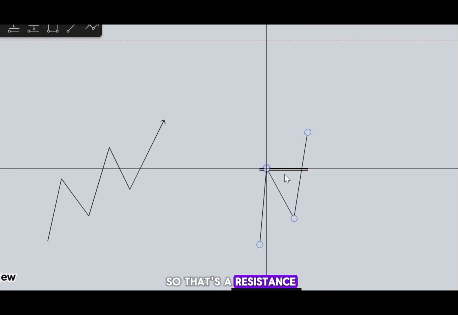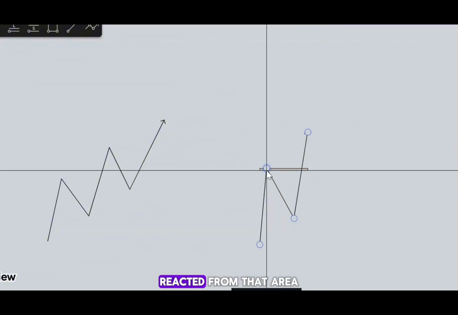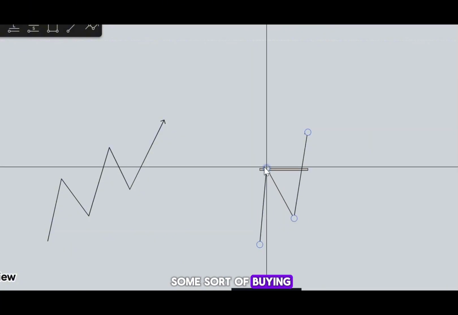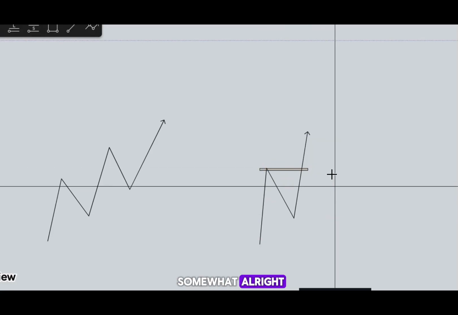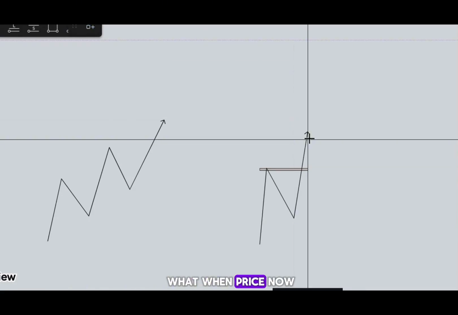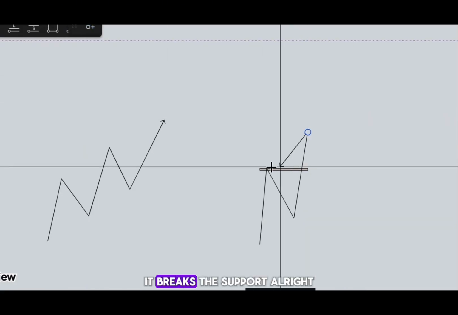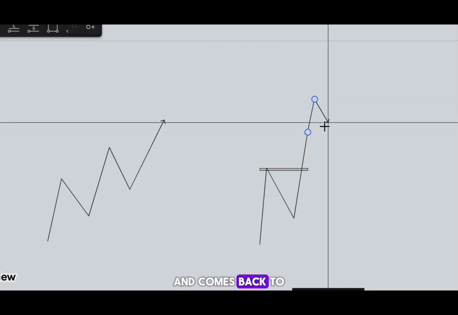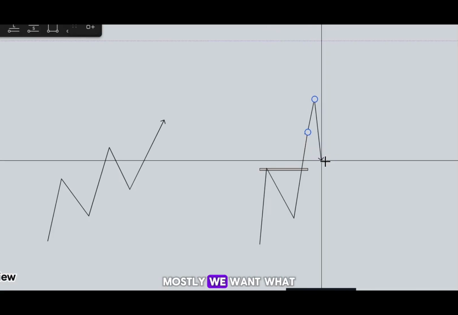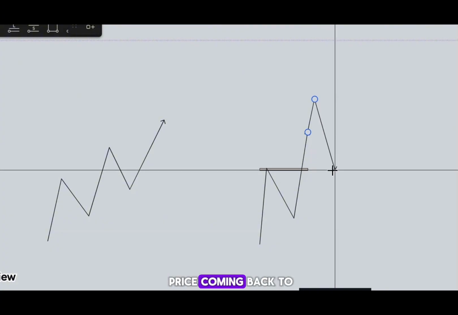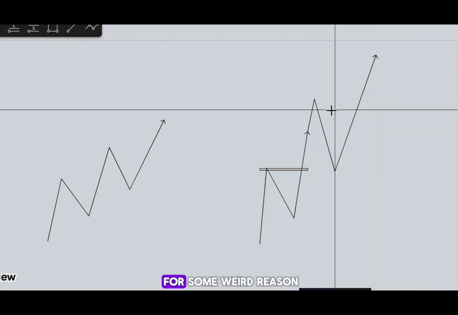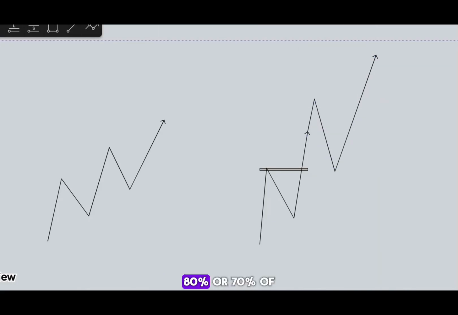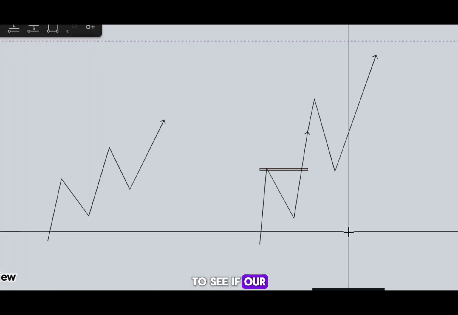Now this is a high, so that's a resistance. That means price reacted from that area, so there was some sort of pressure from that end. That makes the zone somewhat significant. When price now rises further, it breaks the resistance and comes back to retest it. Mostly we want to find price coming back to retest it before buying again. For some reason, 70 or 80% of the time, we're trying to see if our retracement is valid.